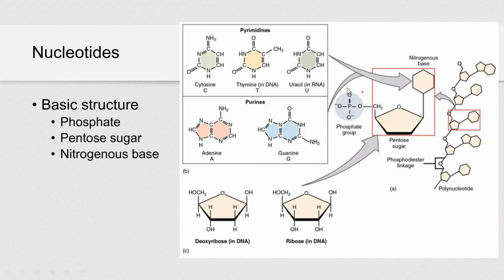What can be different? Well, the phosphate group pretty much stays the same, but the sugar can be different. It can be either deoxyribose or ribose. Deoxyribose is found in DNA, ribose in RNA. So the sugar can be different, but it's still a pentose, so five carbon atoms. And nitrogenous bases can be different. We have five different nitrogenous bases: cytosine, thymine, adenine, guanine, and uracil. Uracil is only found in RNA, thymine only in DNA. Cytosine, adenine, and guanine are found in both DNA and RNA.